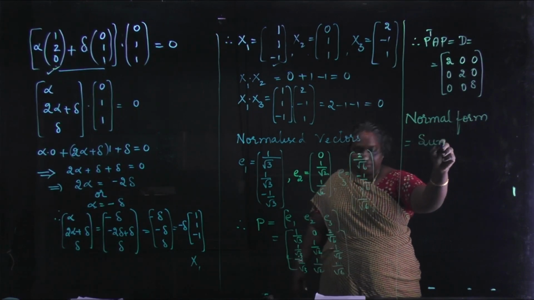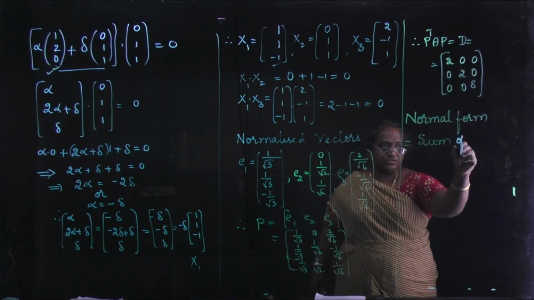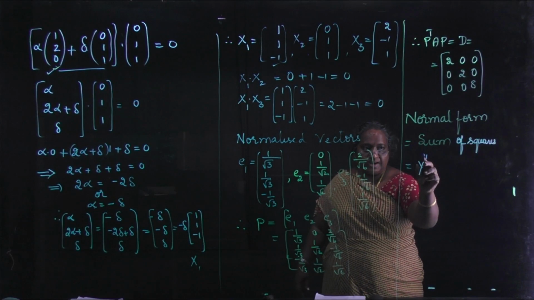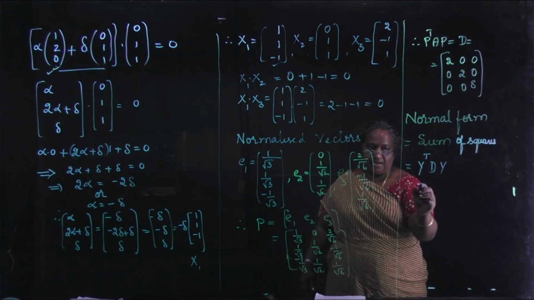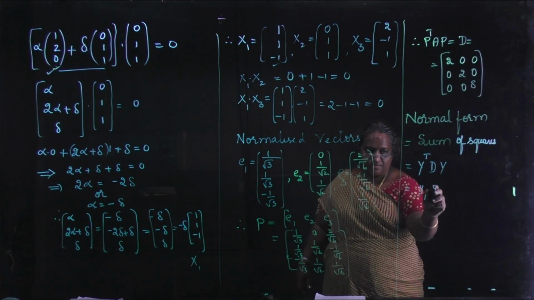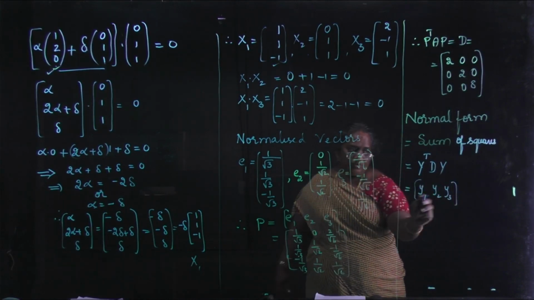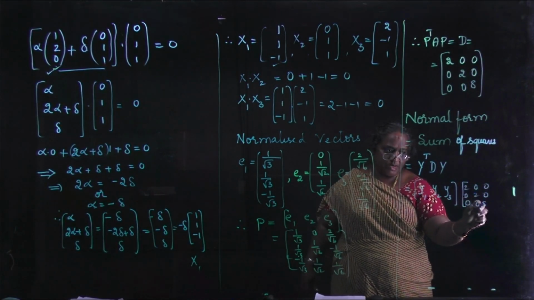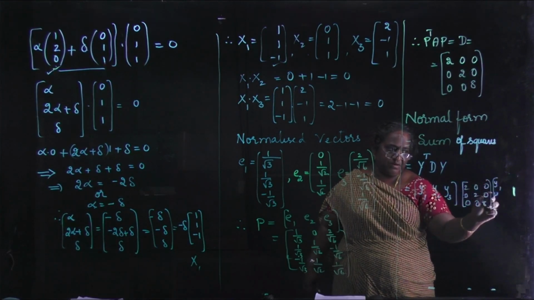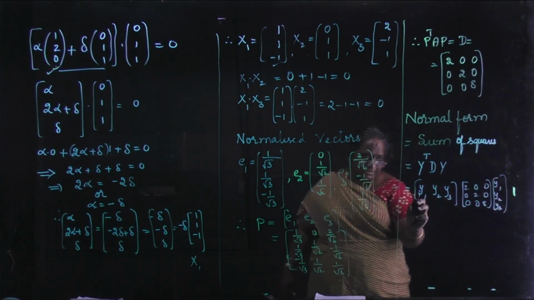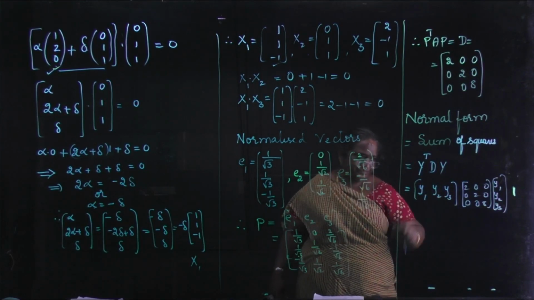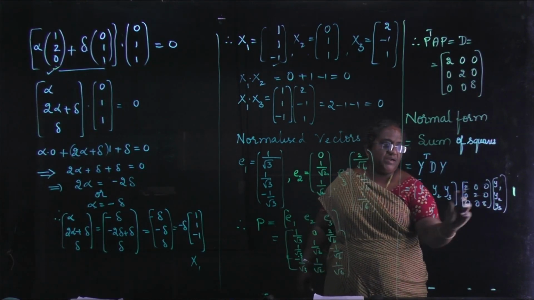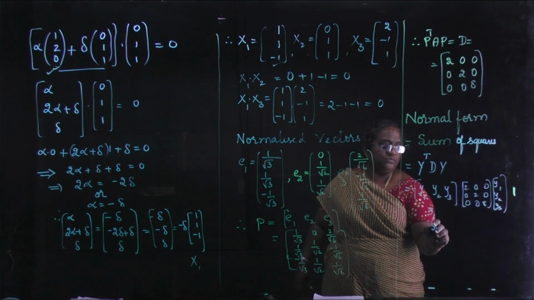Normal form is equal to the sum of squares. Sum of squares means what do we have to write? Y transpose, diagonal matrix, and Y. So this is nothing but Y1, Y2, Y3 into the diagonal matrix. The diagonal matrix is 2, 0, 0, 0, 2, 0, 0, 0, 8 and the matrix Y is Y1, Y2, Y3. So what happens? Y1 we multiply with the column. Multiplying with the column we get Y1. Again multiplying with this we get Y2.